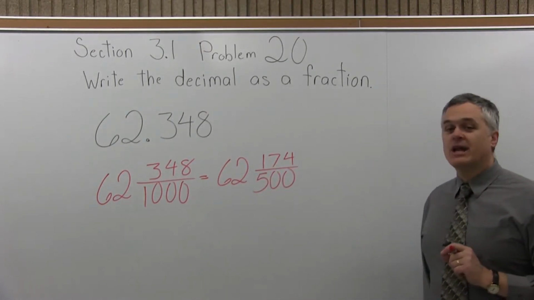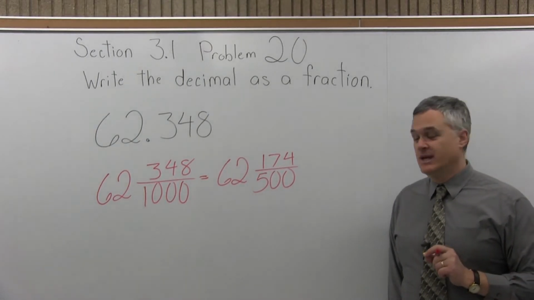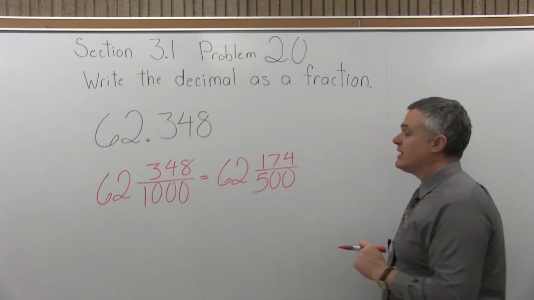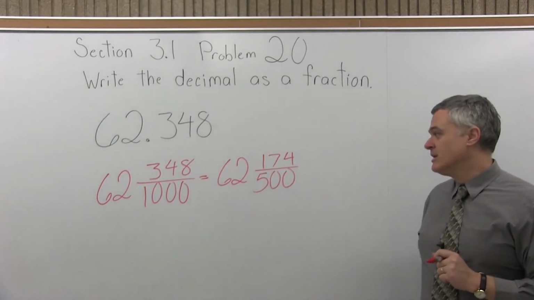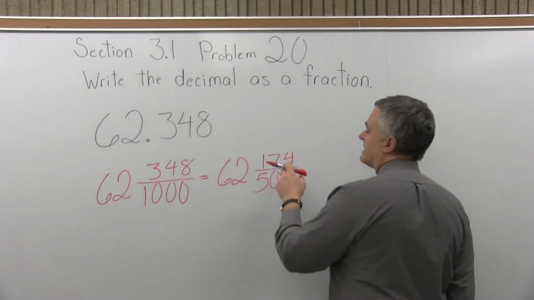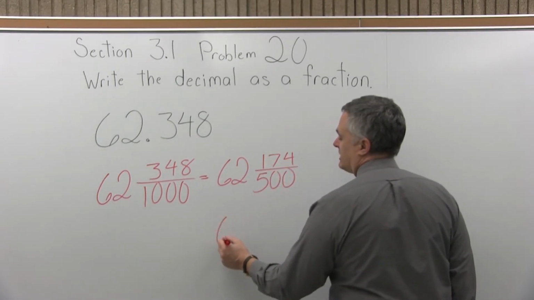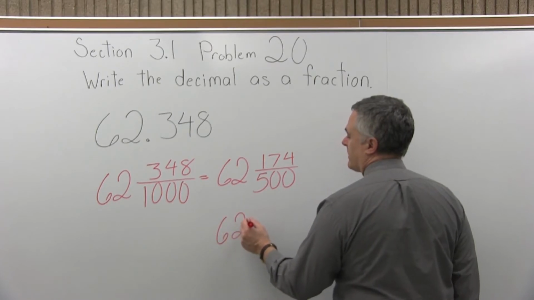So, can I reduce it more? Yes, I can. 174 is still even, 500 is even, so I know I can at least reduce by 2, maybe more. So, let's cut them both in half. Half of the numerator, half of the denominator. So, keep the 62 in front.